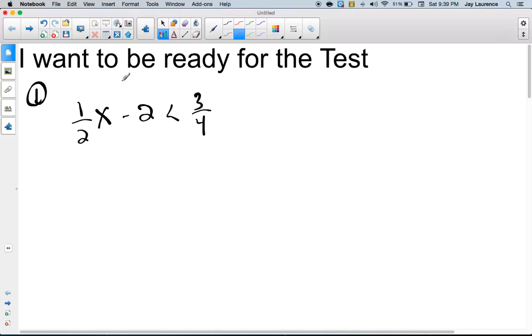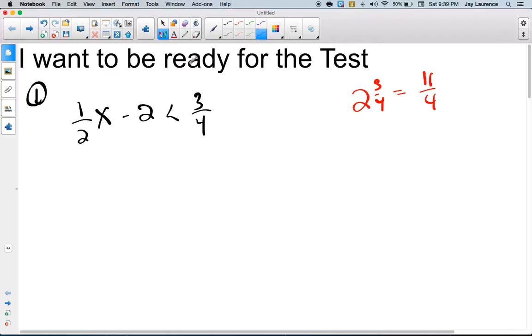If you haven't tried it on your own, please pause the video, give it a shot, and then watch my solution. Now, some of you want to add 2 first here. Well, that's not a dumb idea. You're going to add 2, and then on the right-hand side, you're going to get 2 3/4. If you do that, I strongly suggest you turn this into an improper fraction. 4 times 2 is 8, plus 3 is 11, so this would be the same as 11/4. Okay, I'm not going to do it that way, but if you do, I think that's a great idea.